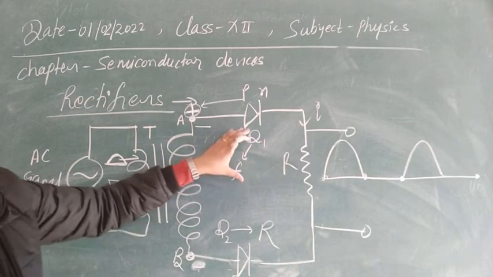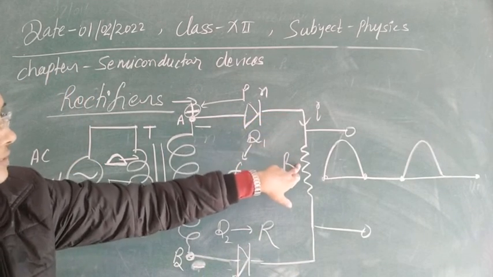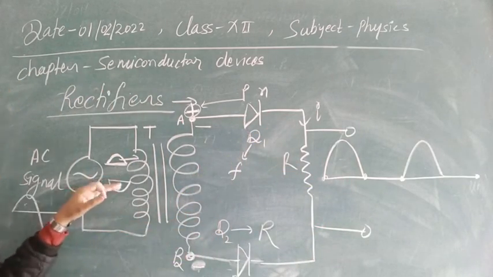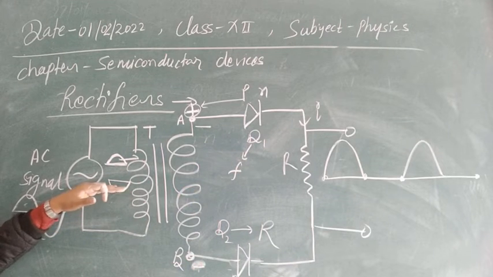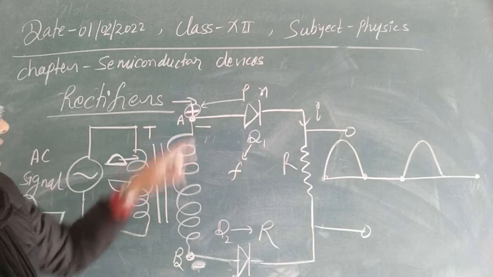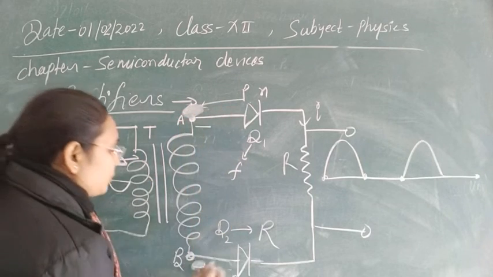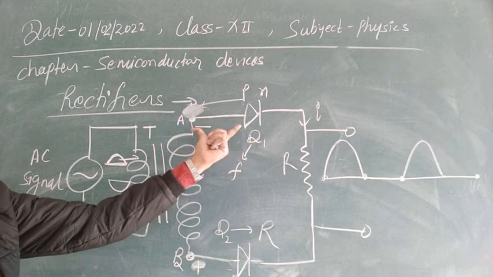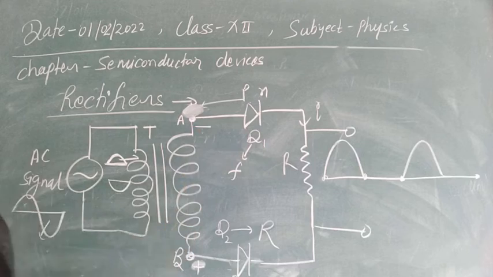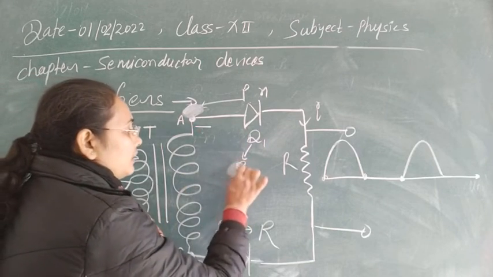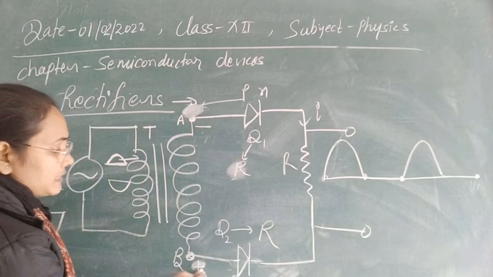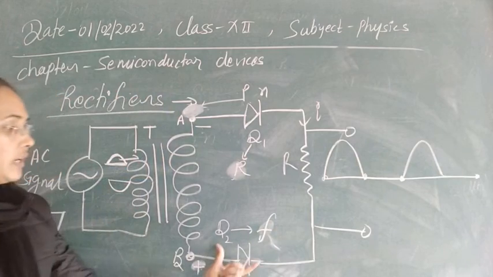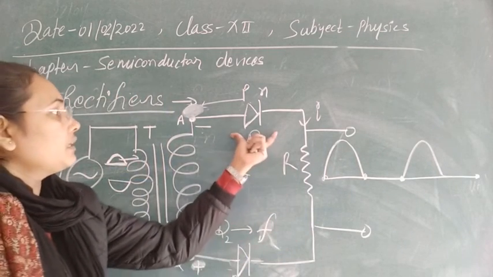So being in forward bias, D1 will conduct, current will flow through the load, and we get the output due to diode D1. When the negative half cycle is applied, this terminal becomes negative and the corresponding terminal becomes positive, just like in the half wave rectifier we discussed. Now this P side is connected to negative, so this diode will be in reverse bias, and this P side is connected to positive, so it converts into forward bias. So diode D2 will conduct but D1 will not.